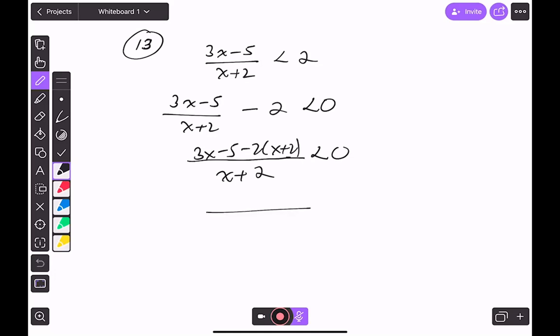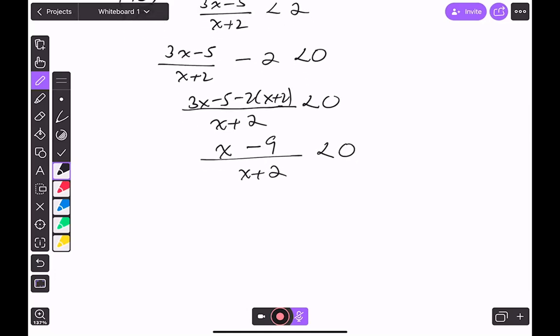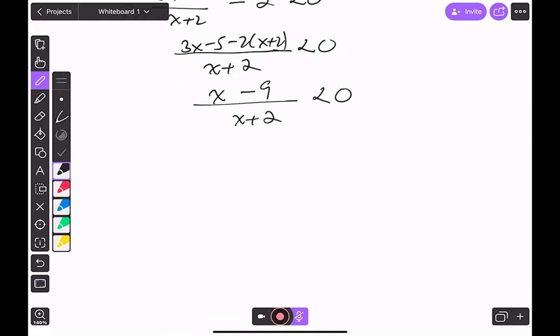What do you get now? Well, it seems like work, but we want to encourage you to do that work. What do you get on top? Well, 3x minus 2x is x. Minus 5 minus 4 is minus 9. All right, I feel pretty good about that. I got one term completely factored compared to 0. Yeah, a lot of work.